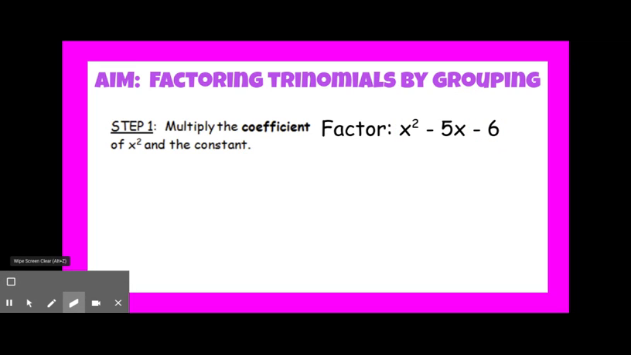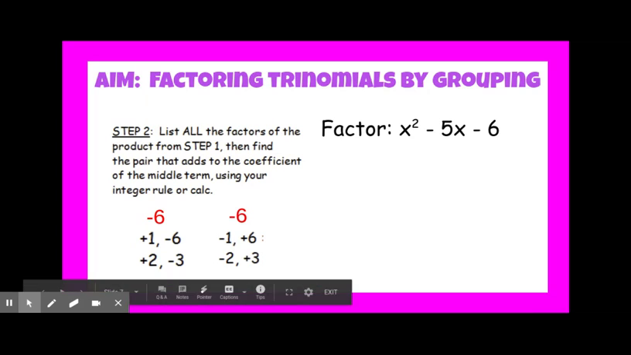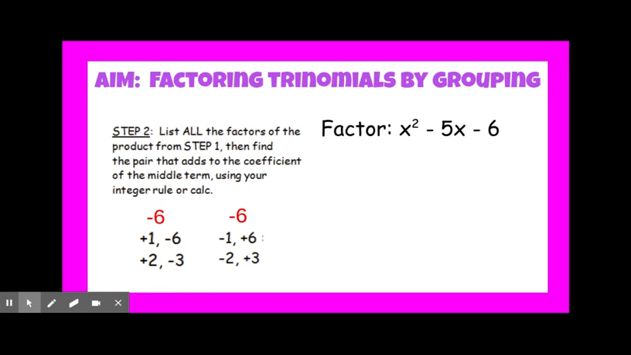So now we're going to list the factors of -6. The same numbers multiply to 6, but the signs are different. Two numbers that multiply to -6 are +1 and -6, and +2 and -3. And then we're going to list the other factors. The other factors that multiply to -6 are -1 times +6 and -2 times +3. So when our number's negative, our signs have to be opposite.